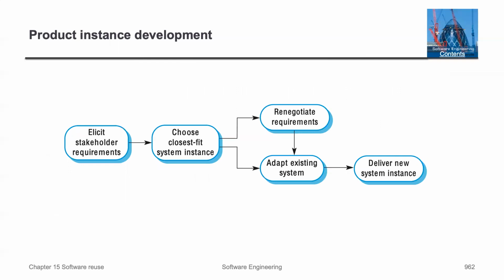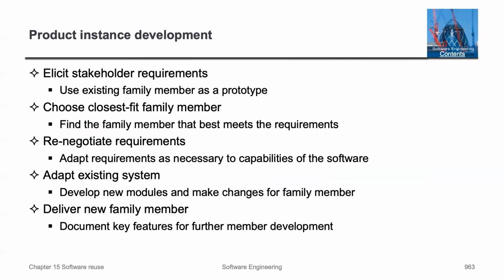So here's an illustration of product instance development. You can elicit stakeholder requirements, choose the closest fit system, and then you can either renegotiate requirements or adapt the existing system to deliver the new system instance that is closely aligned with what a customer would want. For product instance development, you can elicit stakeholder requirements. You can choose what is the closest fit member. You can renegotiate requirements as necessary, adapt existing systems, and deliver new family members, as we just showed in the figure.